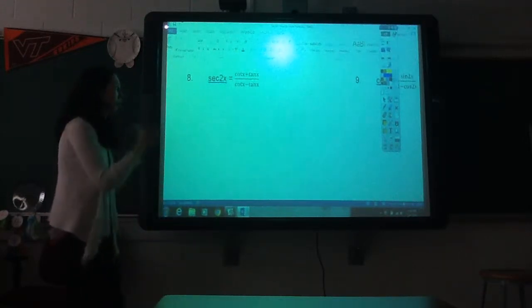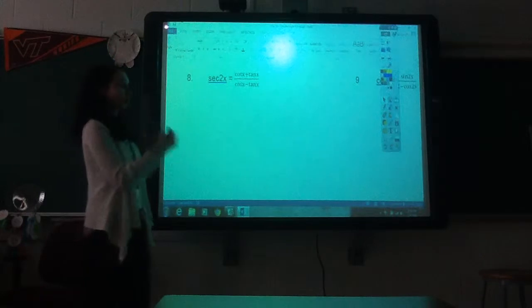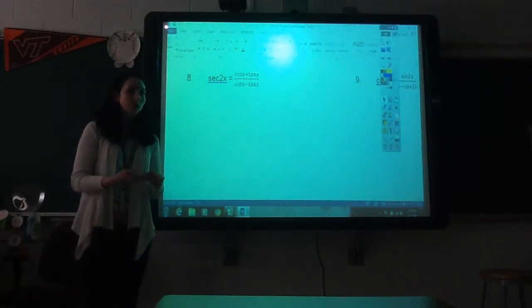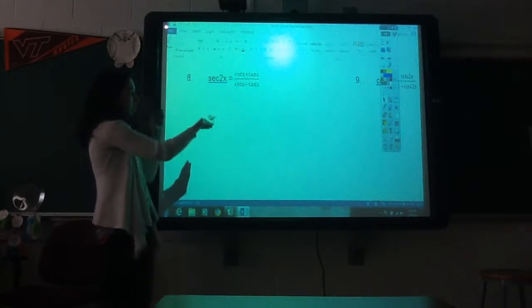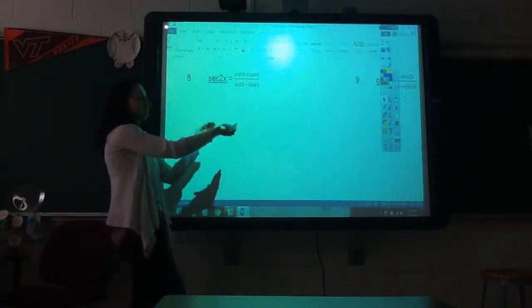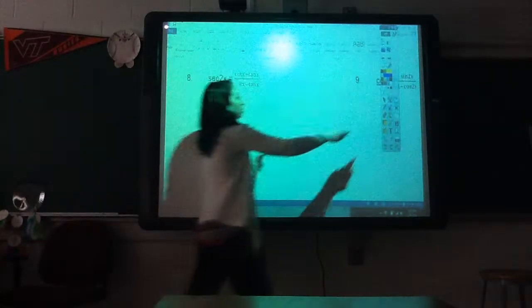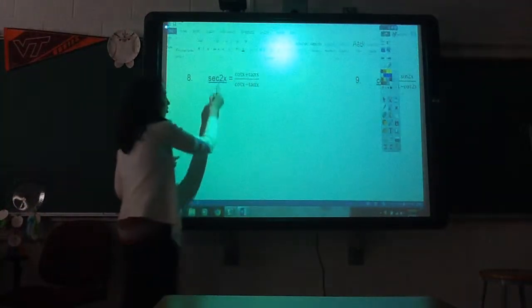So, if we are going back to number 8 and we're trying to prove this identity, knowing that we can use the double angle formulas, then the side that we want to work with is going to be the right side because the left side is the more simple of the two. So the left side, I'm just going to draw that arrow straight down.